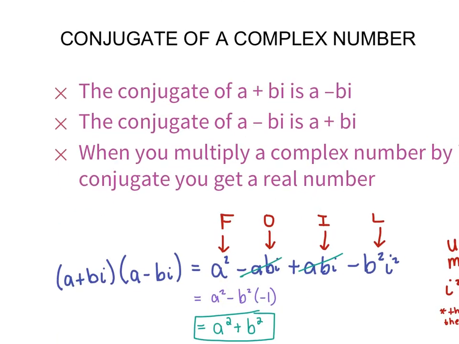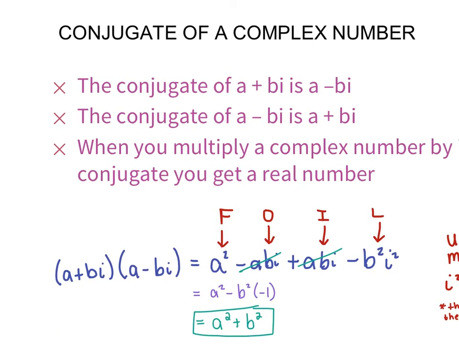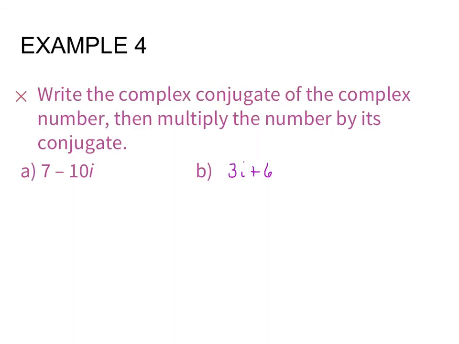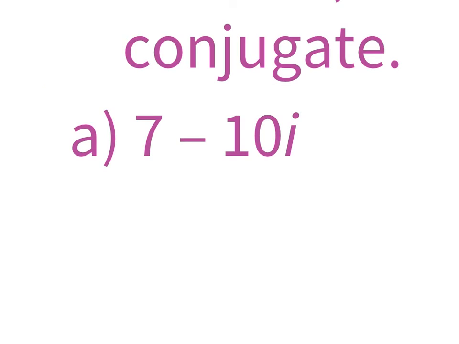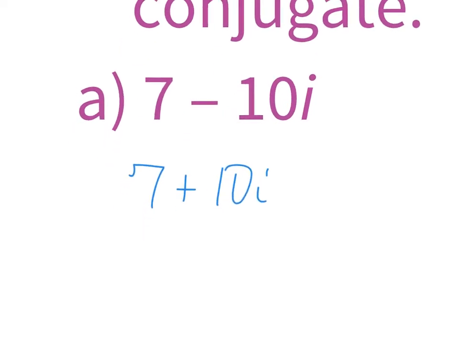So when you multiply by a conjugate, the reason you do that is to get rid of all the i's in your answer. You just get out with a regular real number. So let's look at some examples. If I ask you, what is the conjugate of 7 minus 10i? You would tell me it's 7 plus 10i.